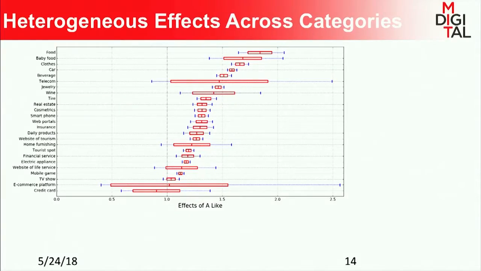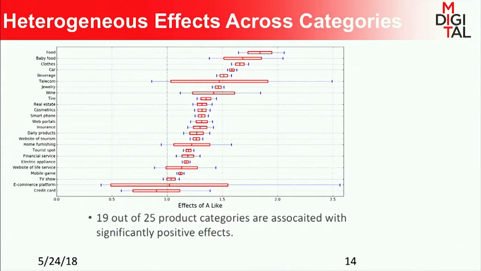We then group the ads into 25 product categories, and we can also observe that the effectiveness of social ads is still very heterogeneous. About 19 out of 25 product categories are associated with significantly positive effects, and none of them is negatively affected by showing the social cues in the ads. The social ads are especially more effective for the ads of food, clothes, cars, and beverage.